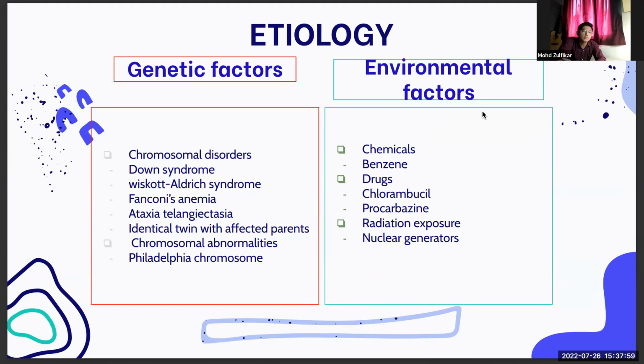Other than that, there are chromosomal abnormalities such as the Philadelphia chromosome, which is a translocation in 9;22. The environmental factors include exposure to chemicals such as benzene, drugs such as chlorambucil and procarbazine, and of course exposure to radiation such as from nuclear generators. So basically these are the factors that might lead to development of leukemia. So next slide.